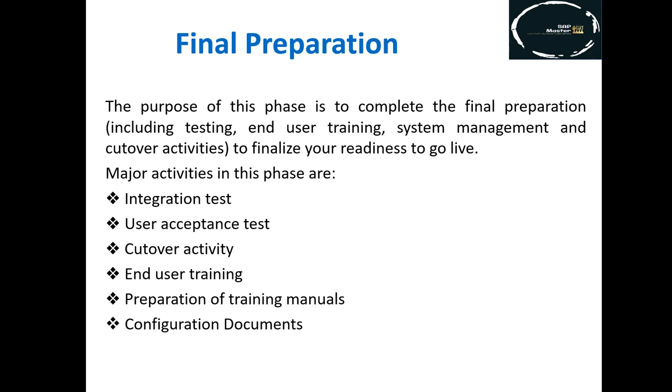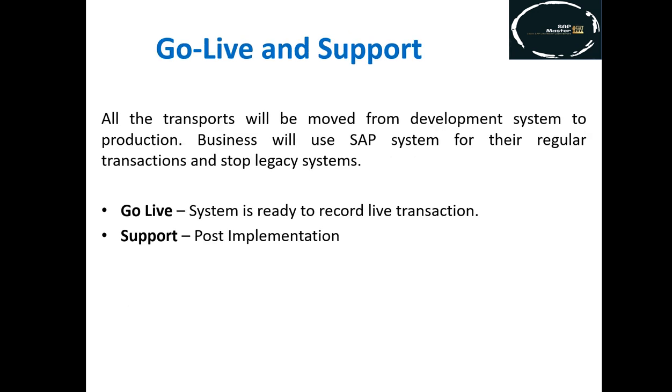The next and last phase is go live and support. All the transports will be moved from the development system to the production system. Guys, don't get confused about what the development system and the production system are. There are three systems in SAP, which we also call the landscape.